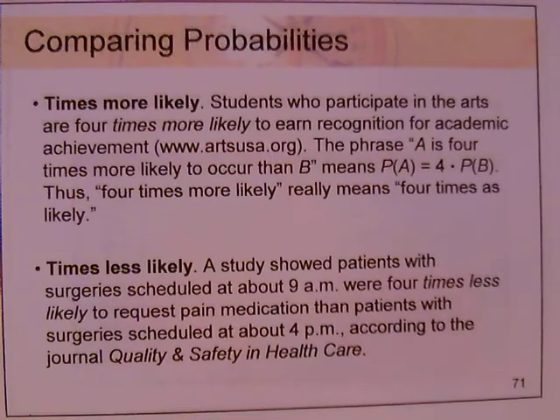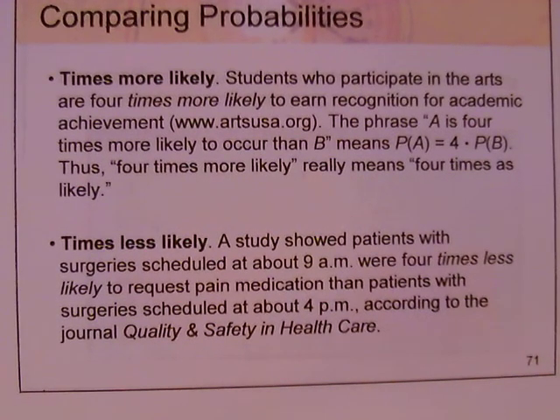Okay. So, in this case here, times more likely is that students who participate in the arts are 4 times more likely to earn recognition for academic achievement. The phrase A is 4 times more likely to occur than B means this. The probability of event A is equal to 4 times the probability of B. Thus, 4 times more likely really means 4 times as likely.